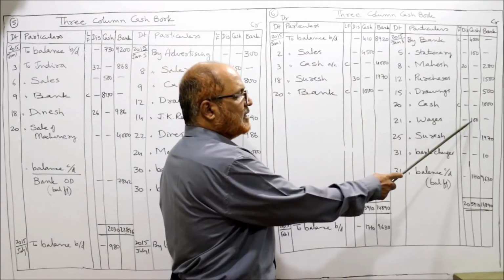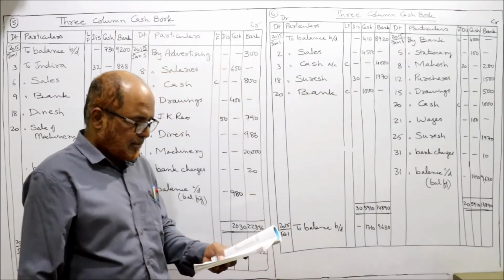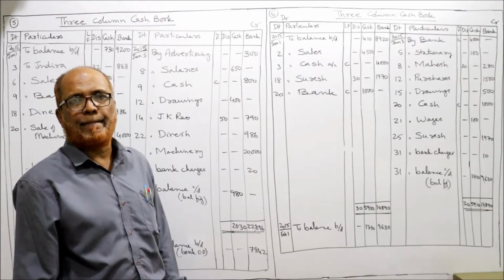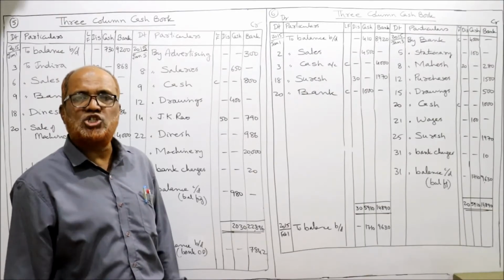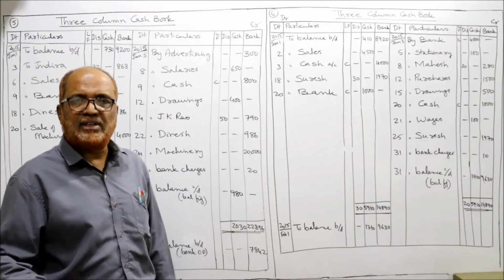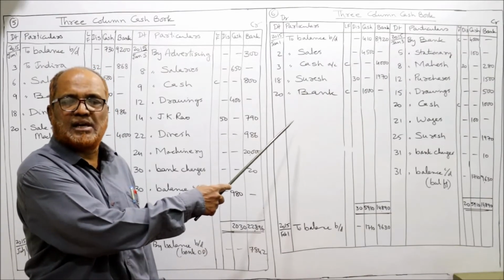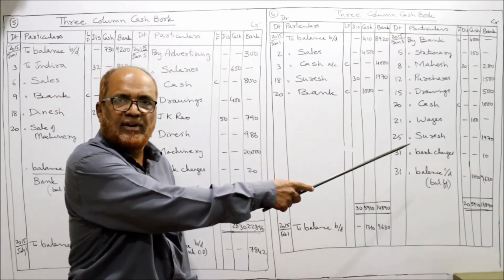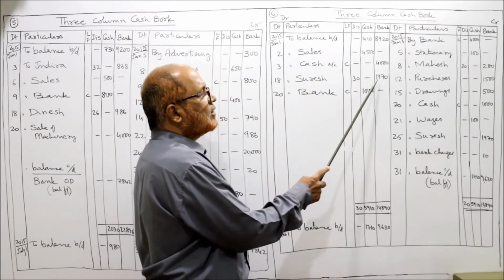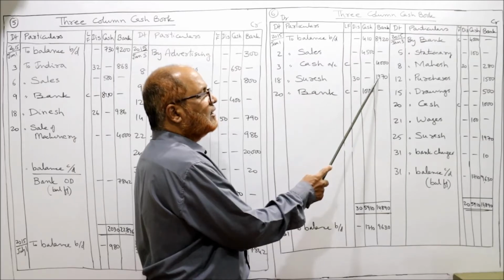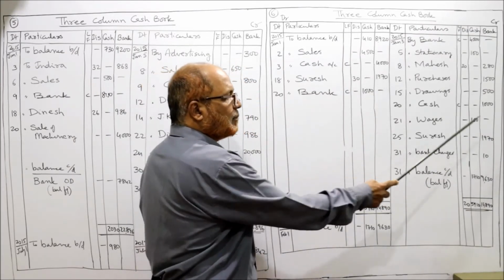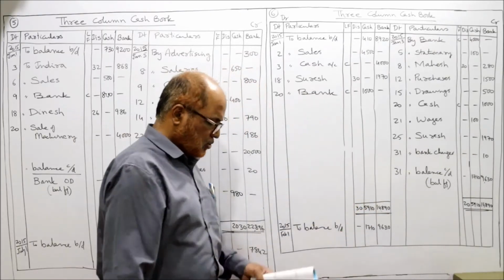Now 21st, paid wages, 100 rupees cash. Then 25th, bank returns check of Suresh dishonored. When we receive the check from Suresh, we record it on the debit side. When the check is dishonored, we take it on the credit side. So 25th by Suresh. What is the amount of the check we have received? 1970. The bank account is credited by 1970.